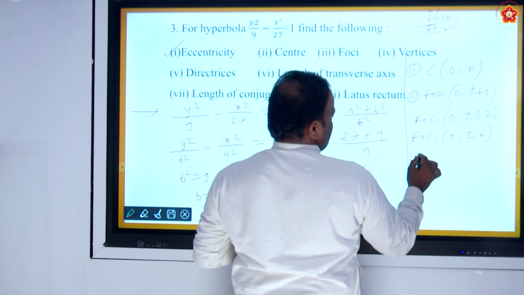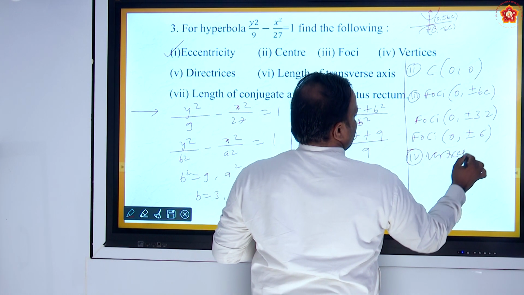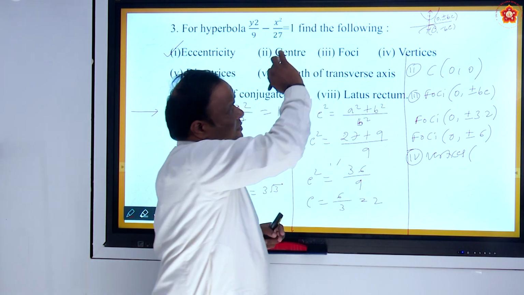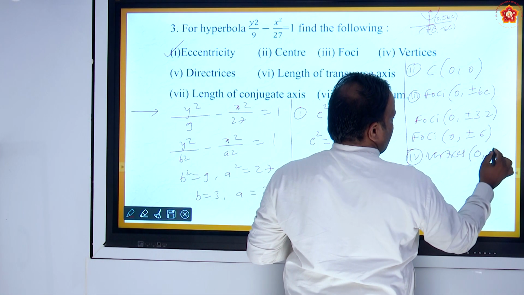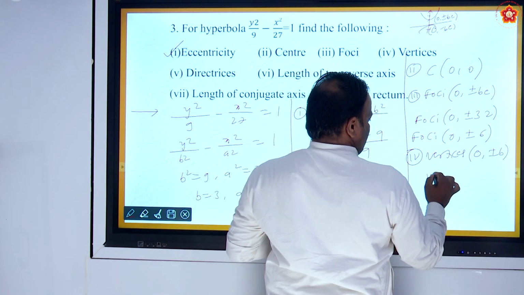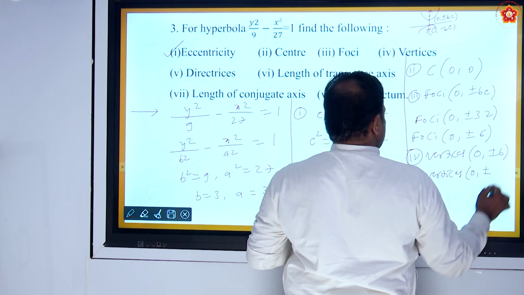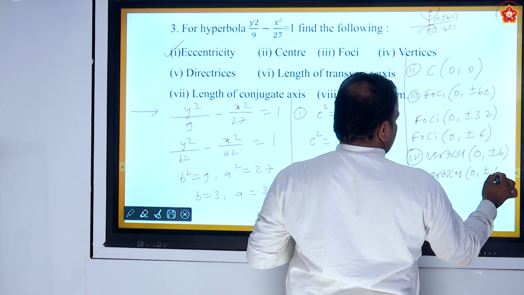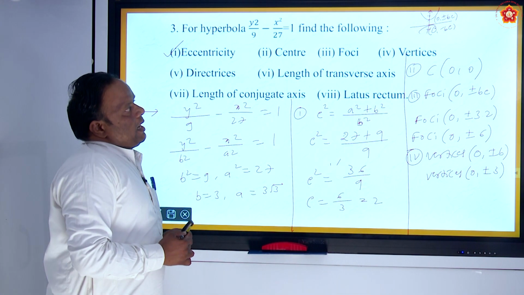The fourth one is the vertices. The transverse axis is on the y-axis, so the vertices formula is 0, plus or minus b, which is again 0, plus or minus 3. These are the vertices of the hyperbola.